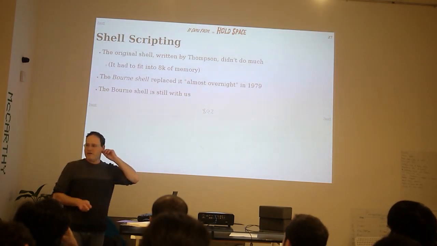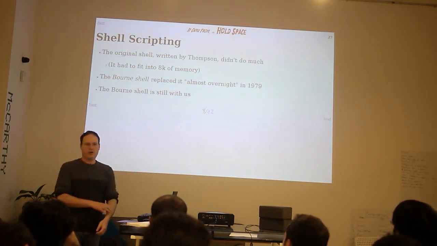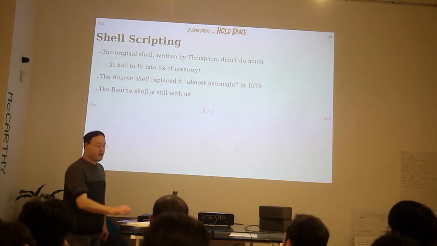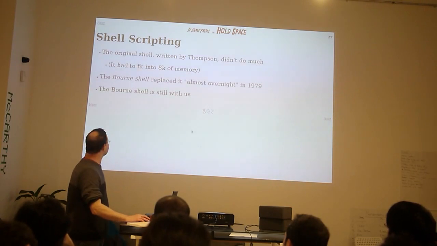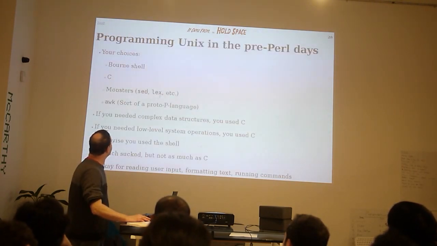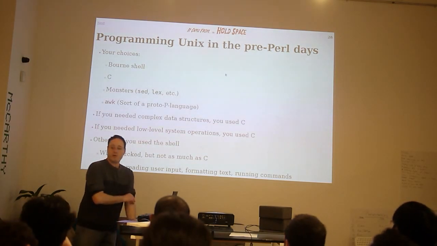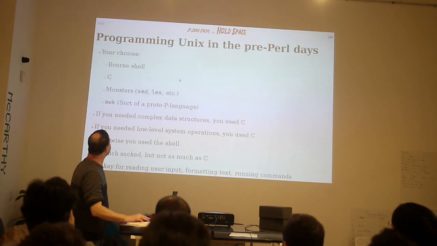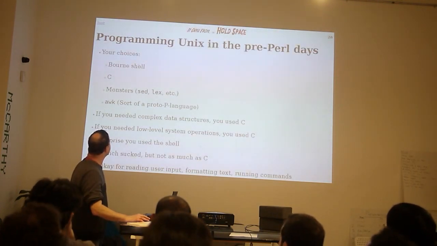By 1979, they had a better shell written by Stephen Bourne, to this day called the Bourne shell. People started using it immediately. It's way better. We still have it. It's like the Unix shell. It's the default. If you wanted to program in Unix before there was Perl, Python, and all those other awesome things, you had kind of two choices, two and a half choices.